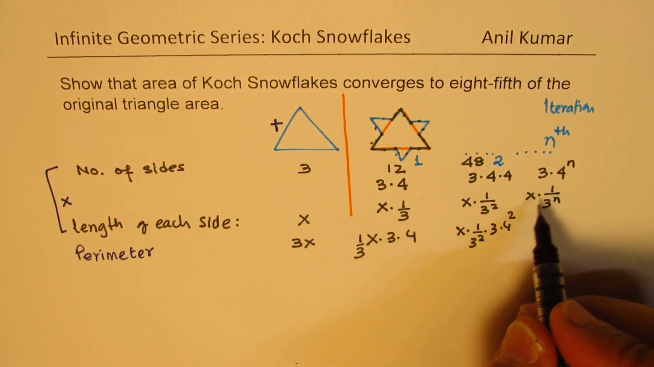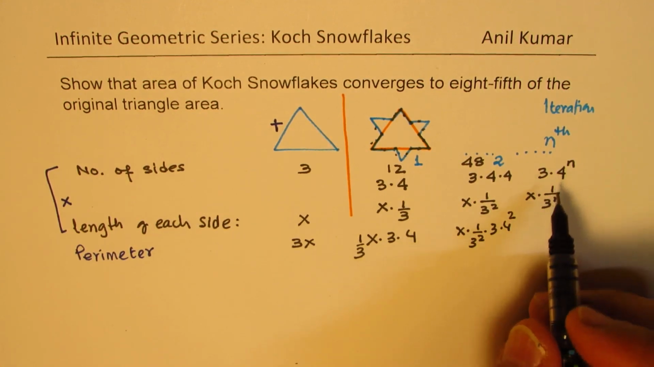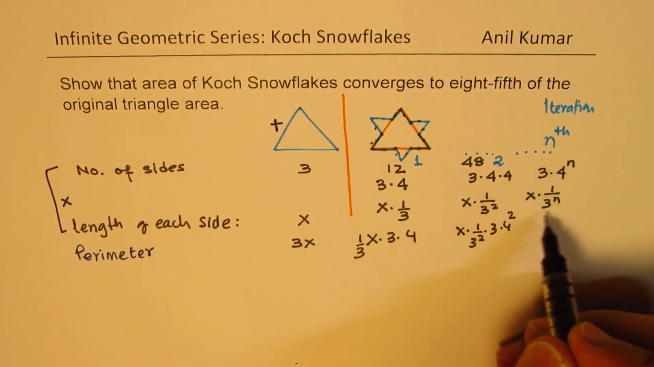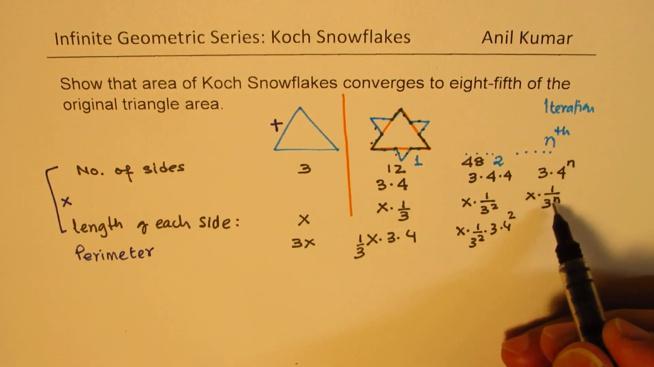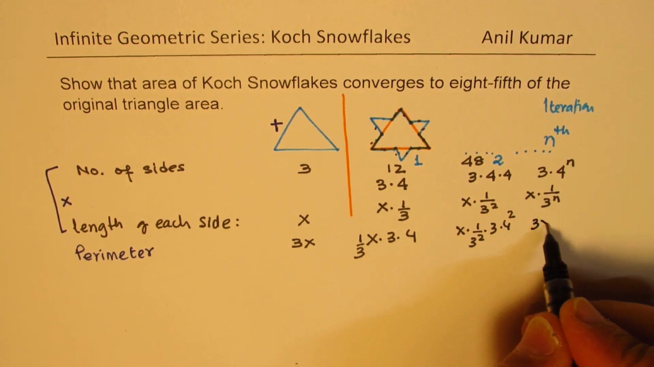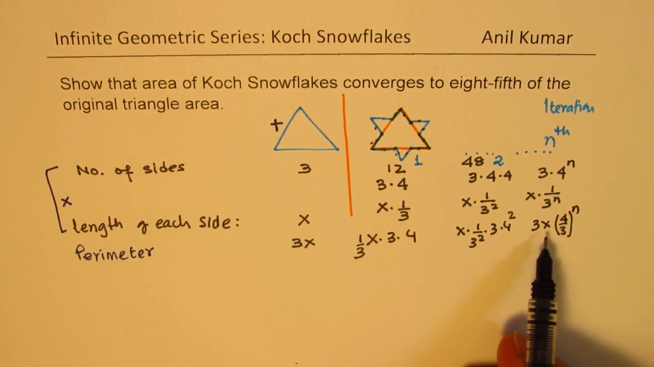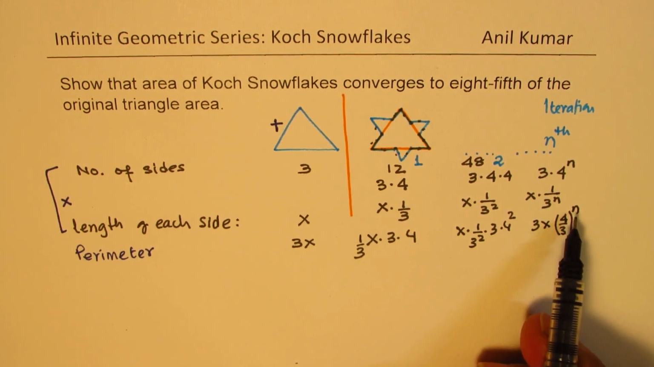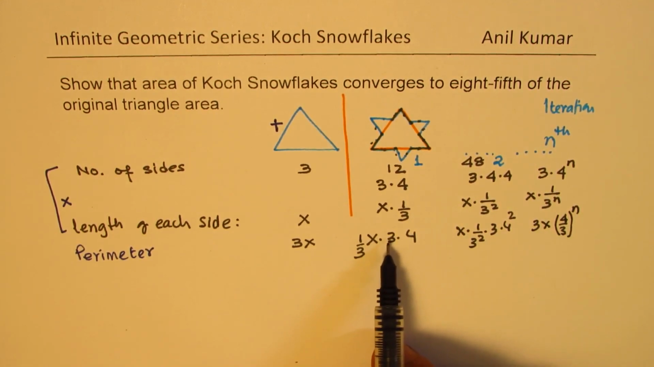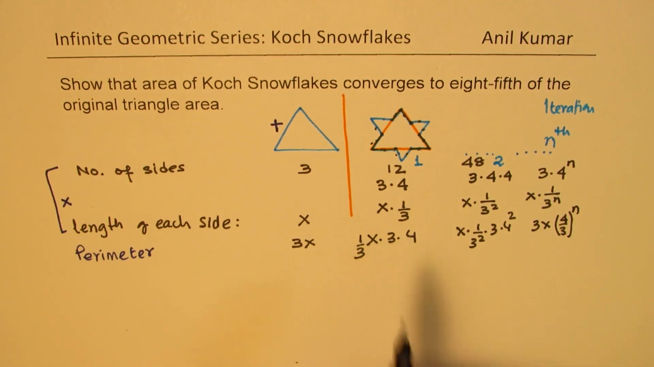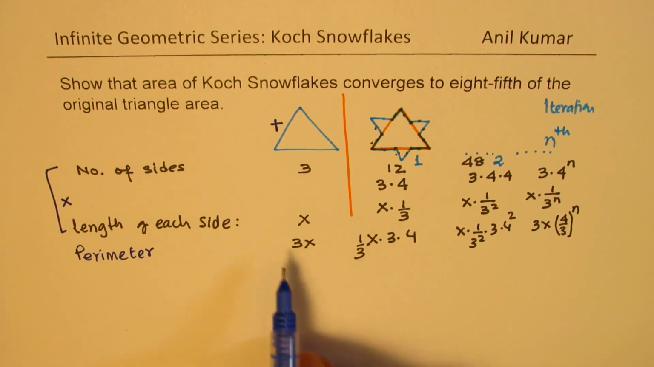Right. And the general term will be, we can combine these terms, you see, to the power of n. So let me write this as 3x times 4/3 to the power of n. Does it make sense to you? Now if you see, if I put n as 1, I do get this 4/3, right?